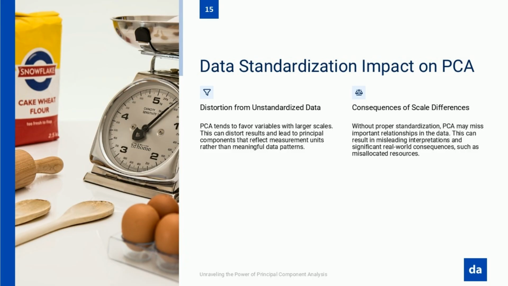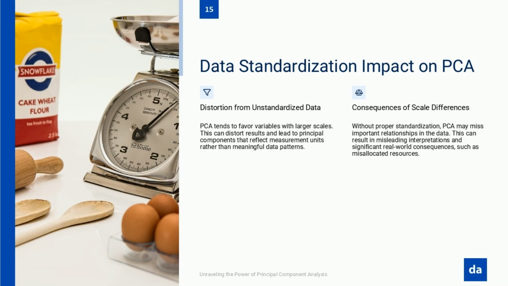The choice between using correlation and covariance matrices in your PCA implementation directly connects to standardization. When you use a correlation matrix as the basis for PCA, you're implicitly standardizing your variables. This approach ensures that each feature contributes equally to the analysis. In contrast, using the covariance matrix without prior standardization allows features with larger scales to dominate the results.